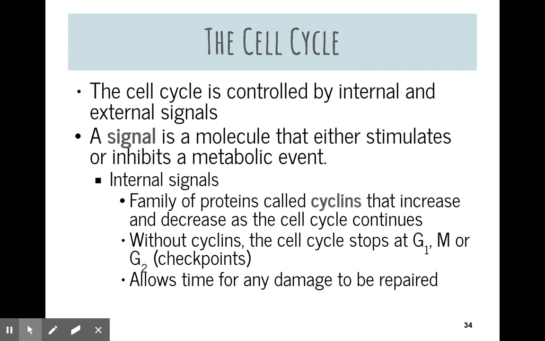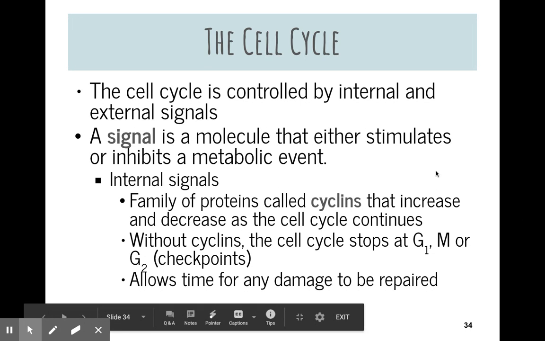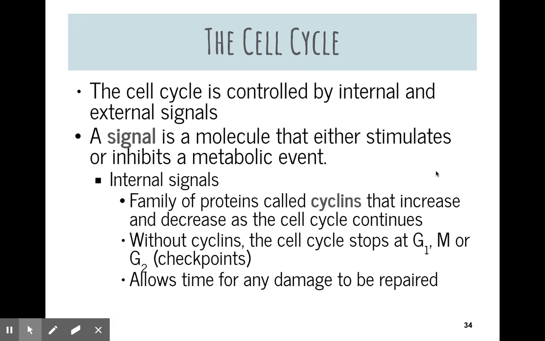The cell cycle is controlled by internal and external signals. A signal is a molecule that either stimulates or inhibits a metabolic event. Some internal signals are a family of proteins called cyclins. If I look at the term cyclin, cyclin has the word cycle in it, and they increase and decrease as the cell cycle continues. Without cyclins, the cell cycle would stop at either the G1, mitosis, or G2 checkpoints, which allows time for any damage to be repaired.